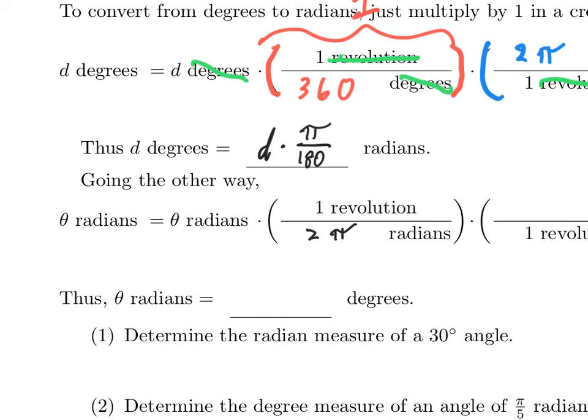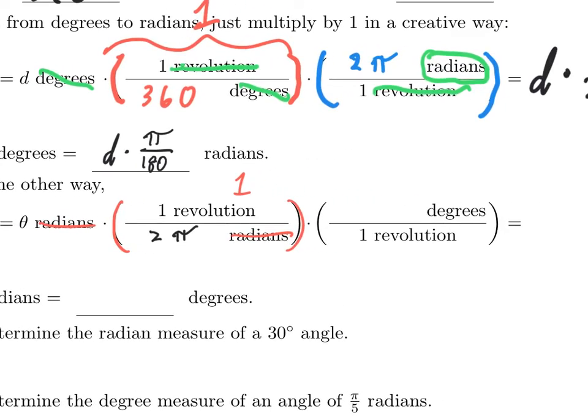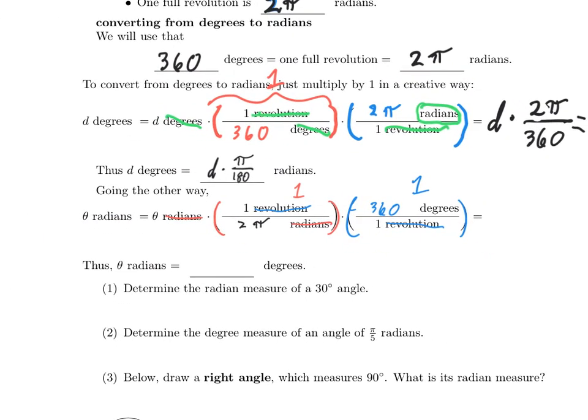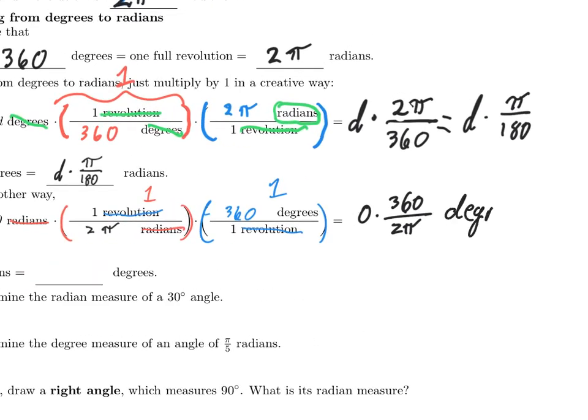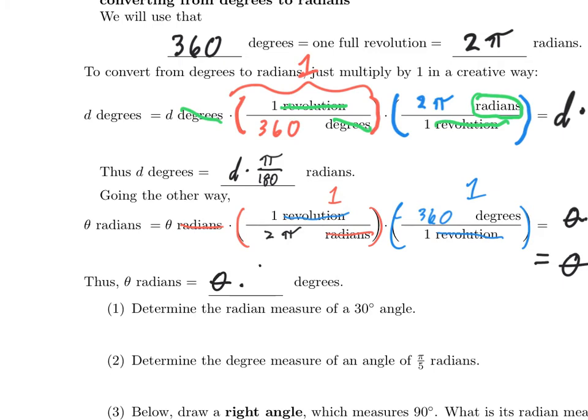So if we multiply by this quantity, which is again just 1, the radians will cancel, and I'll wind up with revolutions. I want to wind up with degrees, though. So I'll multiply again by 1 in a creative way. 1 revolution is the same as 360 degrees. The revolutions now cancel. And what are we left with? We're left with theta times 360 over 2 pi degrees, because the only units left were degrees, right? Oh, theta, not 0. That's the same thing as theta multiplied by 180 over pi. So an angle of theta radians is the same as an angle of theta times 180 over pi degrees.